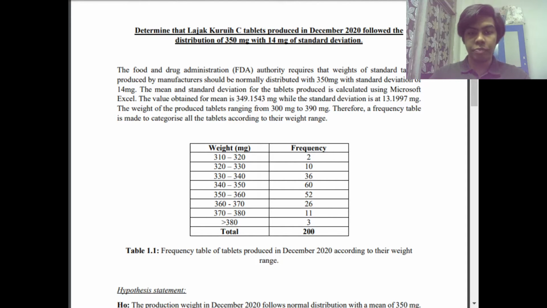So the value obtained for mean is 349.1543 mg, while the standard deviation is at 13.1997 mg. And in order to categorize these tablets, we then produce a frequency table to categorize the tablets according to their weight range.